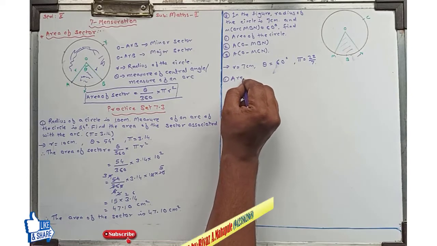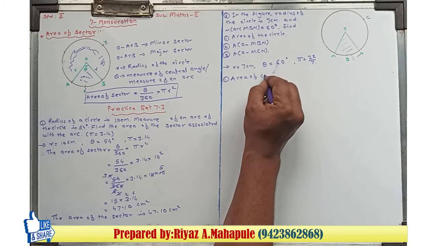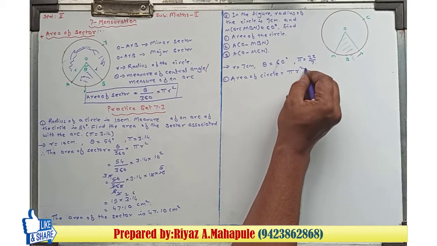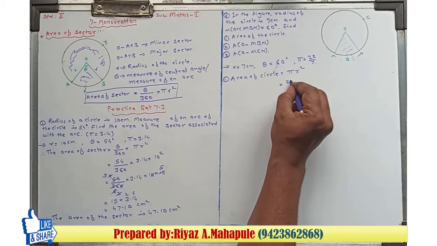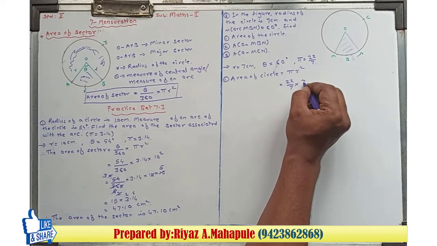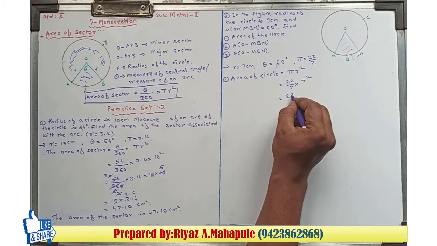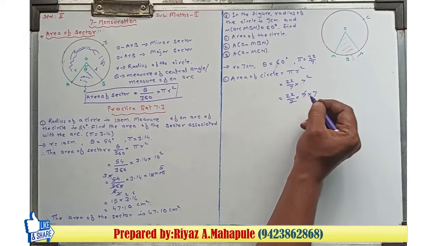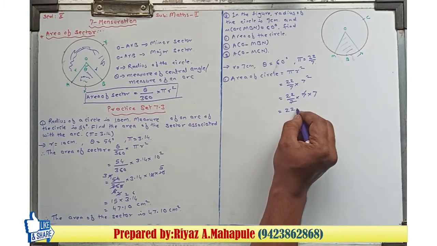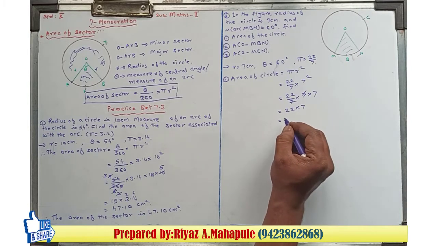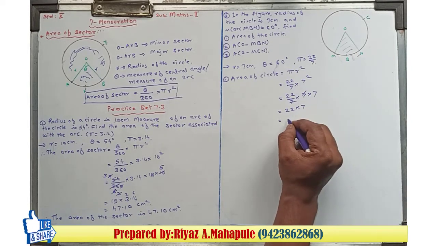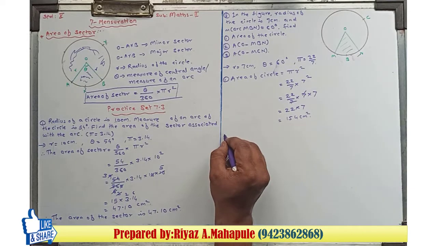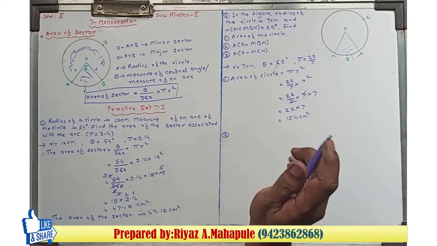So the formula to find area of circle is, yes, remember that formula, area of circle is equal to pi r square, that is equal to 22 upon 7 into 7 square, that is equal to 22 upon 7 into 7 into 7. This 7 gets cancelled, and you will get 22 into 7. After taking multiplication of both the terms, you will get 154 centimeter square. Okay, this is the first value, that is area of circle.